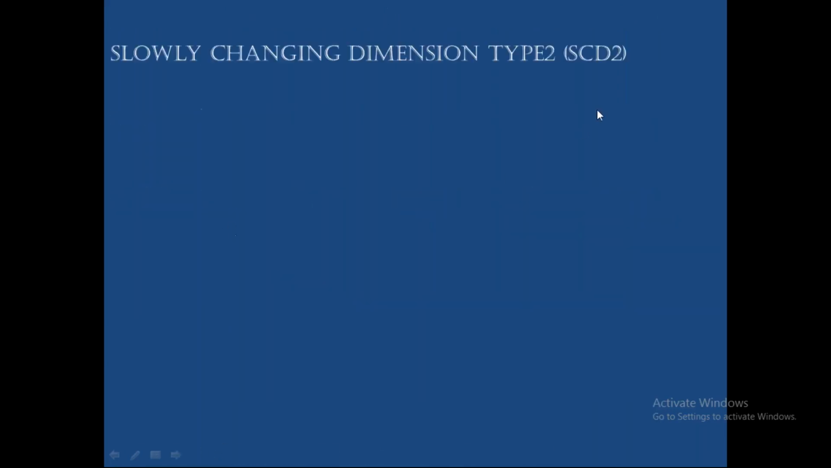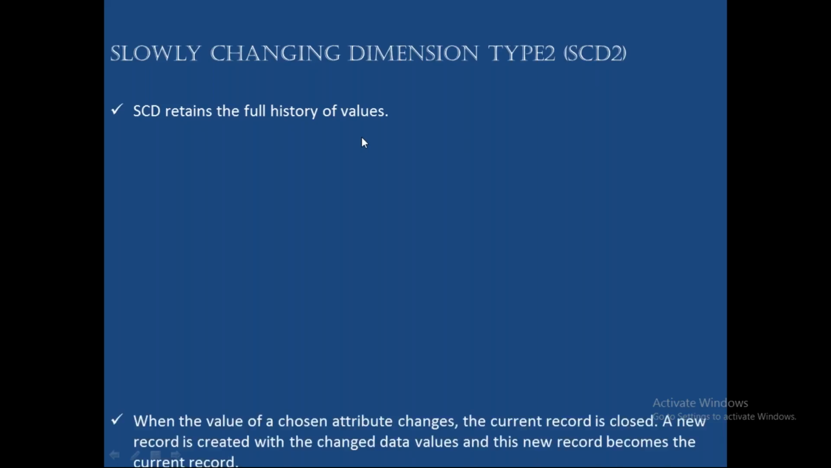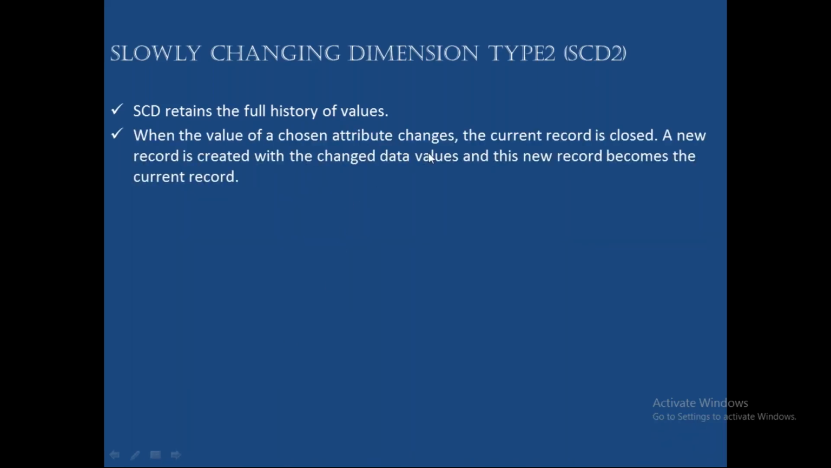Next, let's talk about SCD2. SCD2 retains the full history of values, meaning whatever historical data you have, that entire data it will keep in your table. When the value of a chosen attribute changes, the current record is closed, meaning the old record will be closed. You will have an extra column called is active.